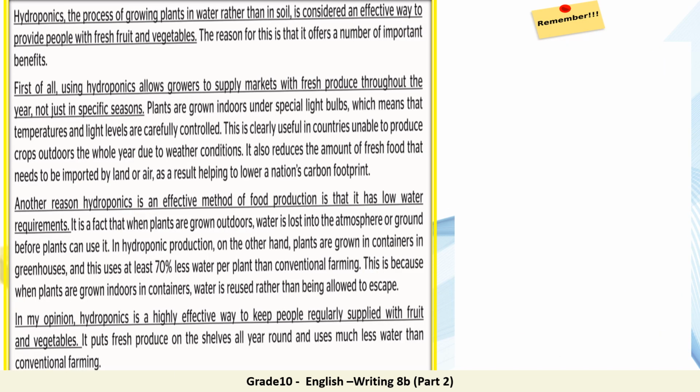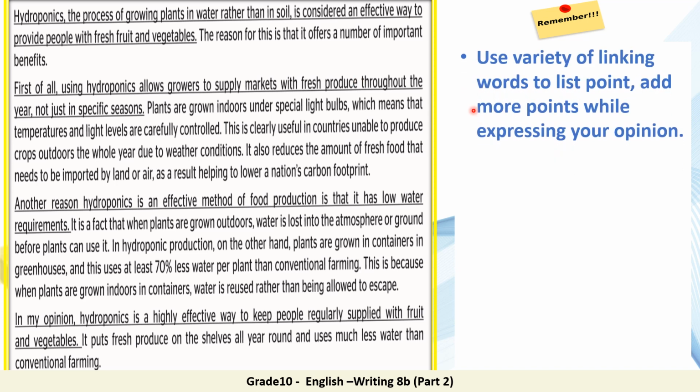Let's highlight some important information that we need to use before we plan our writing, starting with using a variety of linking words to list points. Add more points while expressing your opinion. For example, first of all, you are beginning the listing. Also, you are adding. As a result, you're giving an example or a consequence. Another reason, you are adding another. Use this when you are writing the second viewpoint.